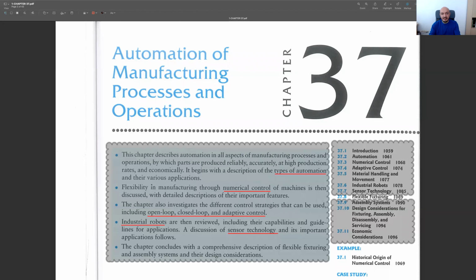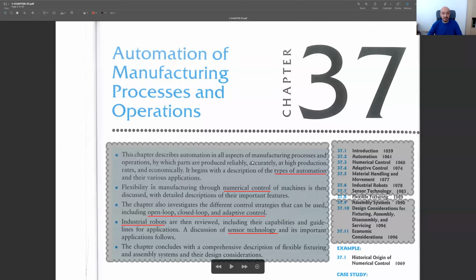Hey all, this is the first chapter we're going to cover. It is about automation of manufacturing processes and operations. In this chapter, as you see on the right, we will be covering almost all the subsections except 37.8, which is flexible fixturing, but the rest of the subsections will be covered, and they are mostly about automation, as the name of the chapter implies.